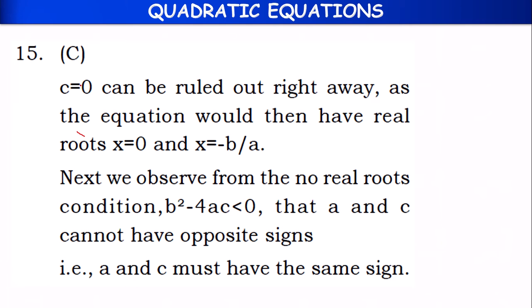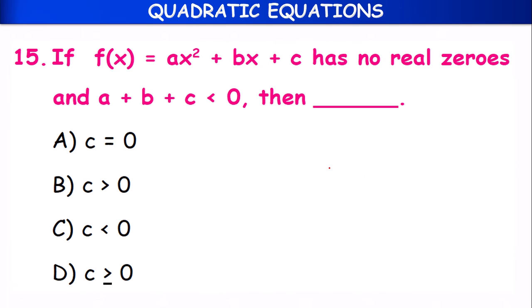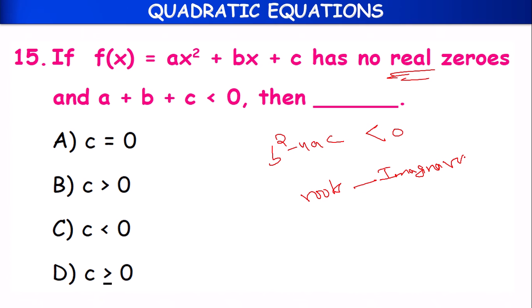Okay, children. Here, given that it has no real zeros, we know that if the discriminant value is less than 0, then the roots are considered as imaginary. Then the roots are not real, they are imaginary. Means under which condition this b square minus 4ac less than 0 is satisfied, that we have to find out.